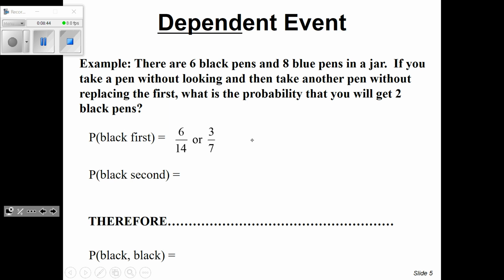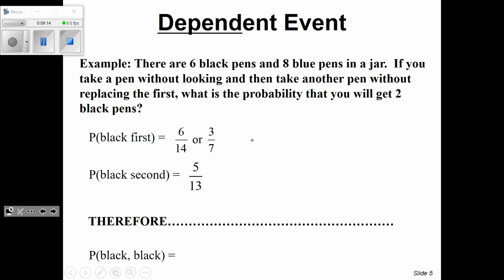But they said you do not replace that pen and you go draw another one. Well, now there's not 14 pens in the jar, right? How many are there now? 13, right? And we still are hoping to draw a black. How many black are in the jar? 5, because we didn't replace the one we drew the first time. So the probability of event B, the total changed and the number of black pens changed.